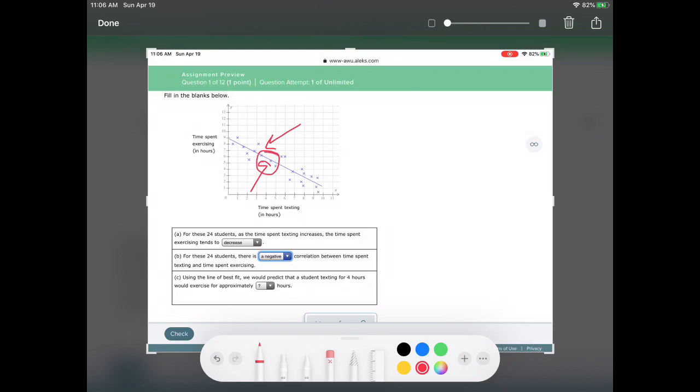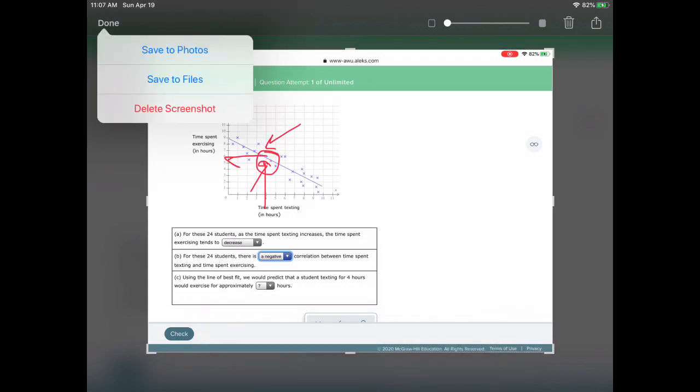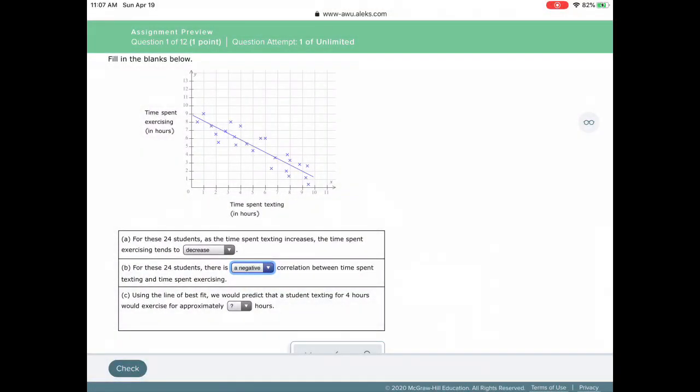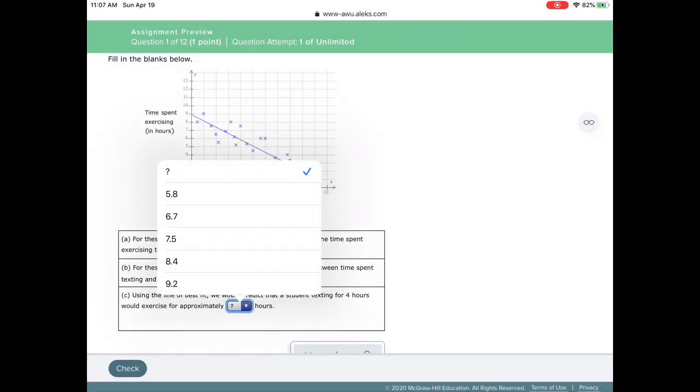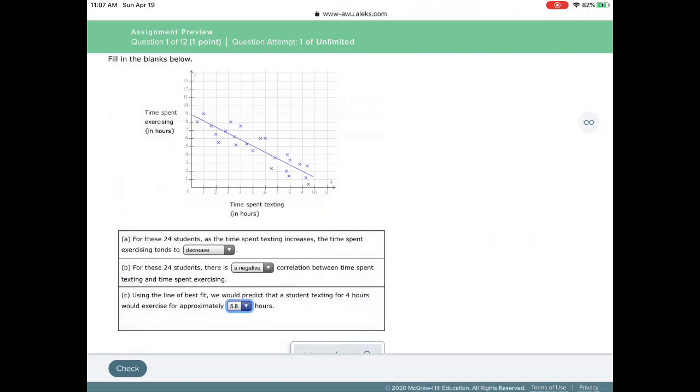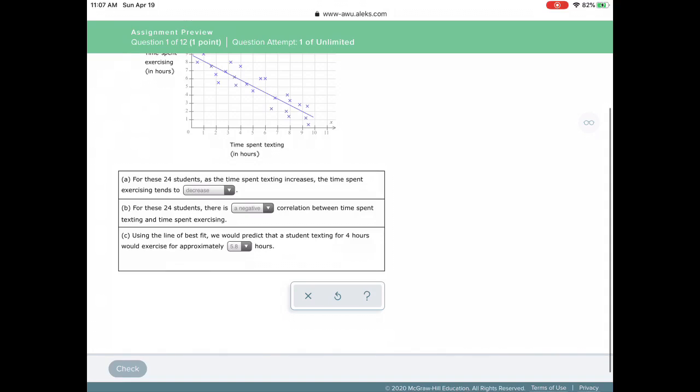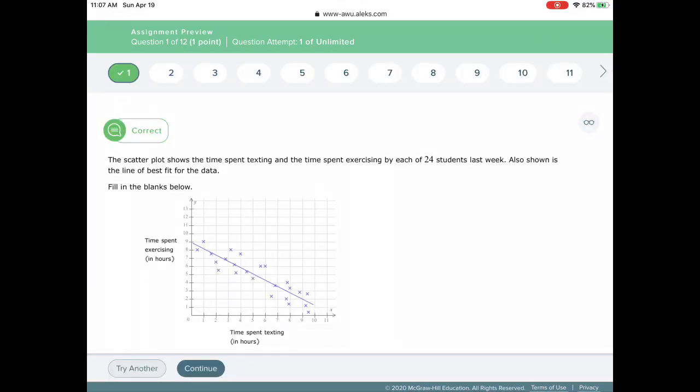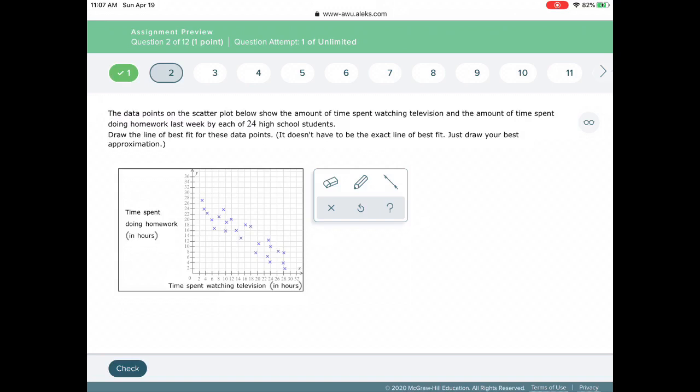So going up 4 hours, that equates to about 6 hours spent exercising, but it's a little bit less than that. So let me go ahead and go back to ALEKS here, and you'll see that it's not exactly 6, but a little less than 6. So we're going to go with 5.8 there. So we're using the line, not the actual data points. All right, so let's go ahead and move on to the next type of question.